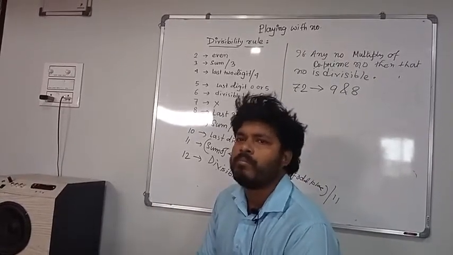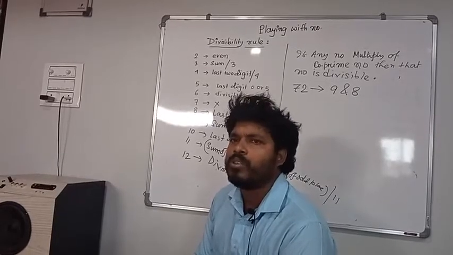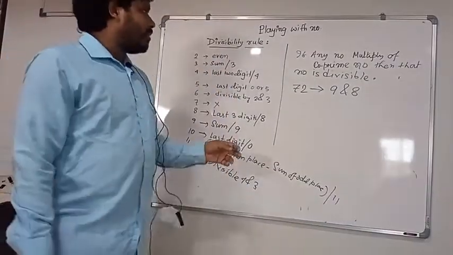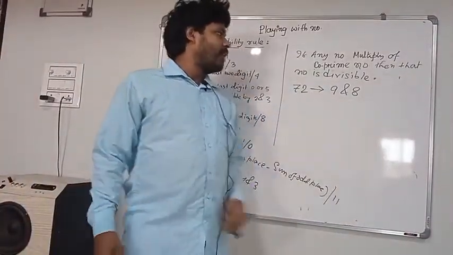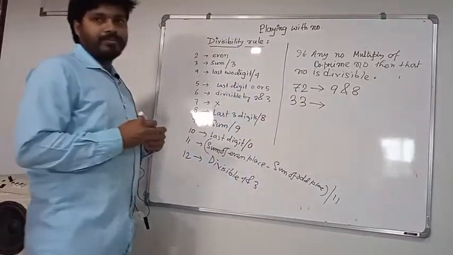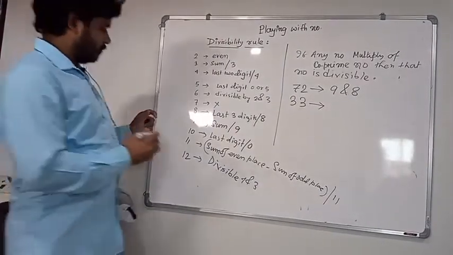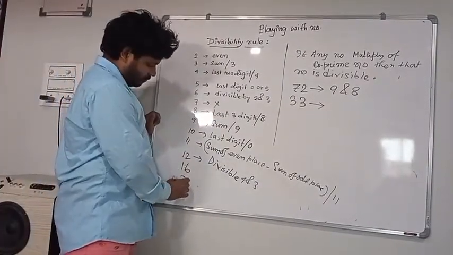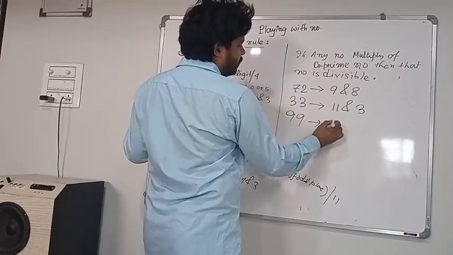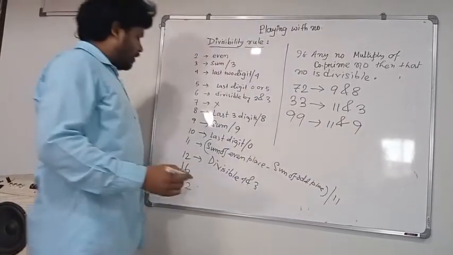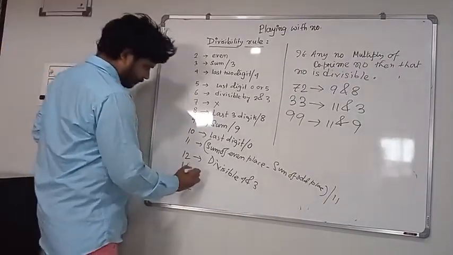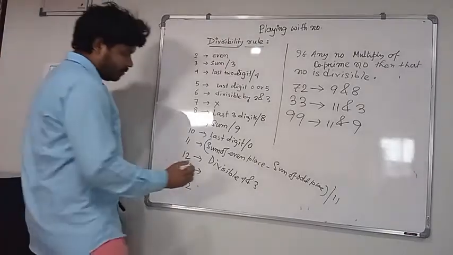In class 6 everyone should know this; it was in class 6 and class 7. So next, this 72 can be written as 9 and 8. Suppose 33. What is the divisibility rule of 33? Yes, 99 is 11 and 9. What is the divisibility rule of 16?